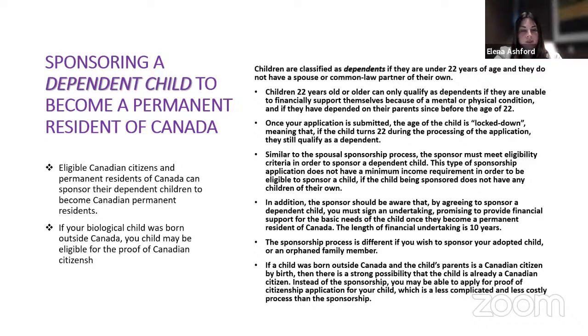And for the proof of citizenship, unfortunately, the processing times right now are about 2 years on average. So it takes a long time, but it's a way less costly application than the sponsorship. The filing fee, I think, is only $75 for the proof of citizenship versus over $1,000 for the sponsorship.